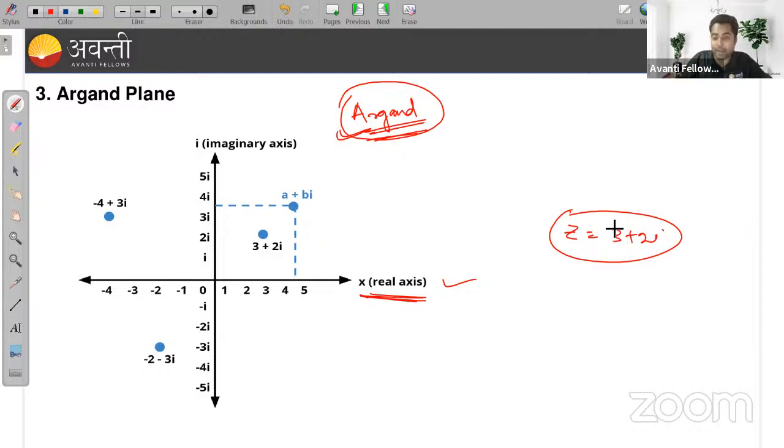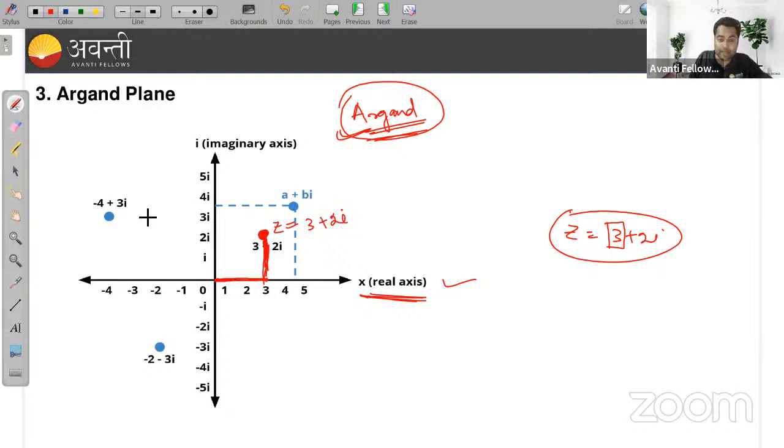On the x-axis, or real axis, we need to cover 3 units distance. Then on the imaginary axis, we need to cover 2 units distance to reach this point. Then we can say this point is the complex number 3 plus 2i.